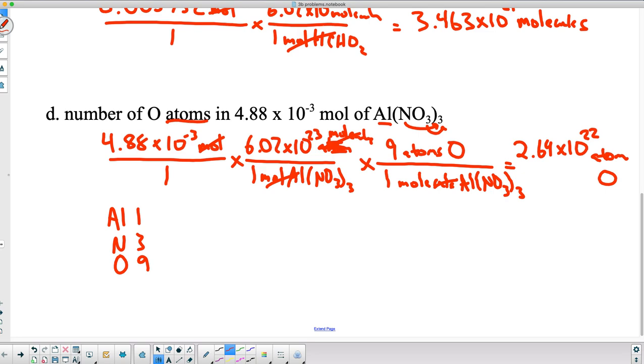All right. So anytime they're asking for a specific number of something from a molecule, you can use this conversion here, where we got the number of atoms of oxygen over the 1 molecule of whatever you have. Okay, good. I'm going to cut that there.